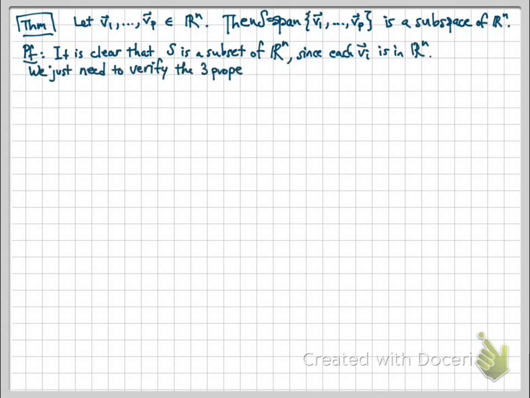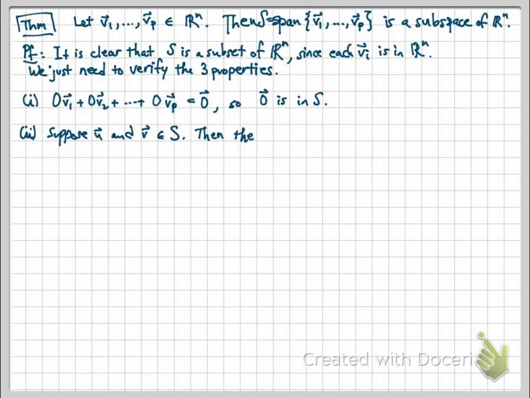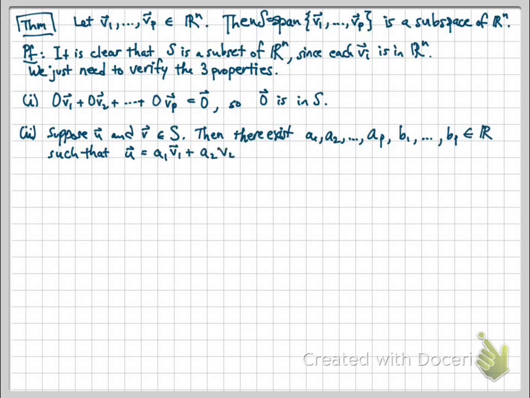And now we just need to verify the three defining properties. So first, why is the zero vector in there? Well, if I take the linear combination with weights all 0, I get the zero vector. And so the zero vector is an element of S. Now suppose u and v are vectors in S. That tells me that there exist weights, a1 up to ap and b1 up to bp, such that u is a1 v1 + ... + ap vp, and v is b1 v1 + ... + bp vp. Right? u and v can be expressed as linear combinations of v1 up to vp.